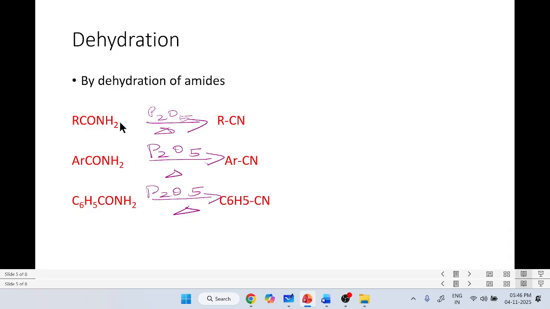You can take an amide and dehydrate it with either phosphorus pentoxide, P2O5, or SOCl2. You heat them and you get the corresponding RCN. So you can take benzamide, heat it with P2O5, and you get cyanobenzene. So that's what you get.